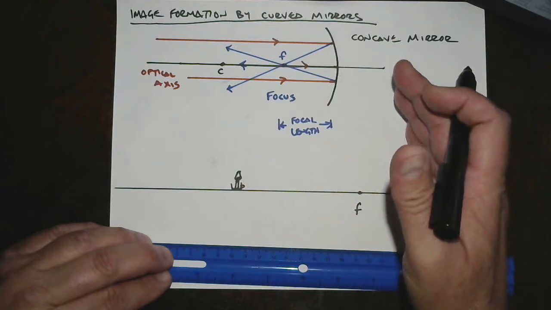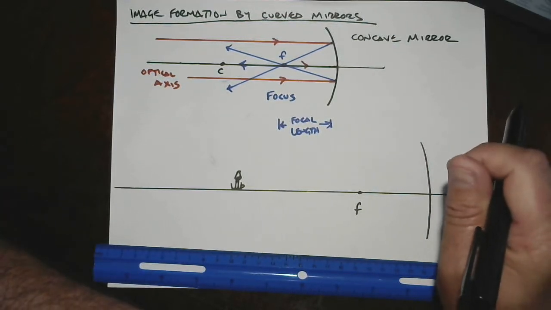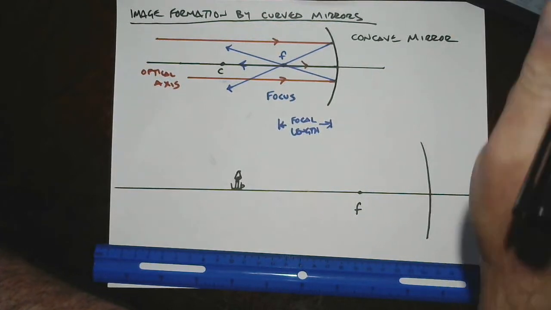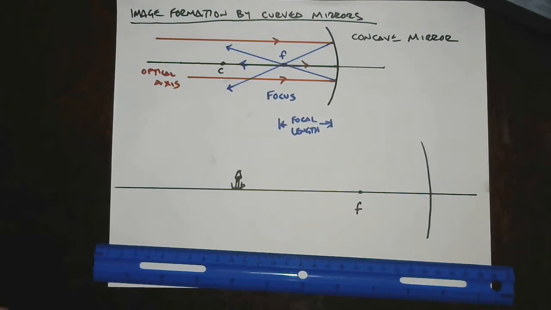By the way, this concave shape is like the inside of a spoon. So if you get yourself a big serving spoon and you hold it far away from you and you look into the spoon, if it's sufficiently reflective, you're going to see your own image and something will happen to it, something we're going to find out right here.